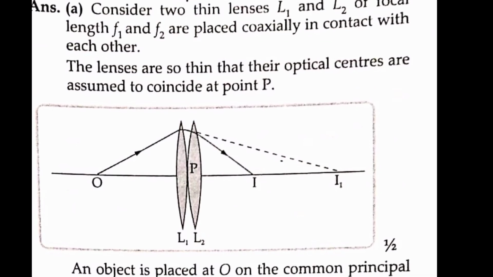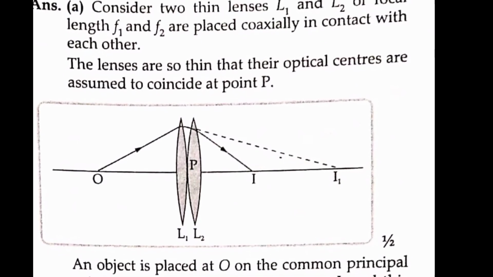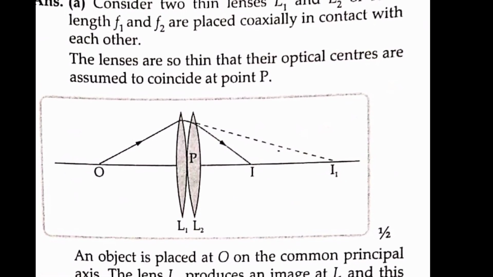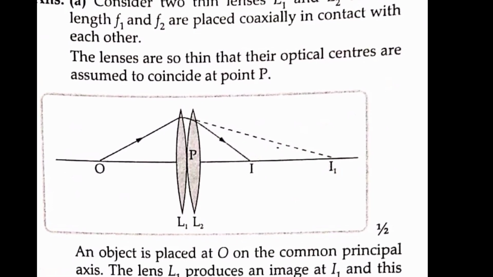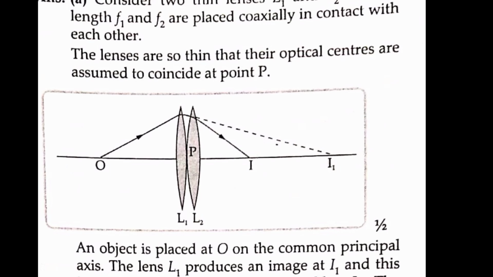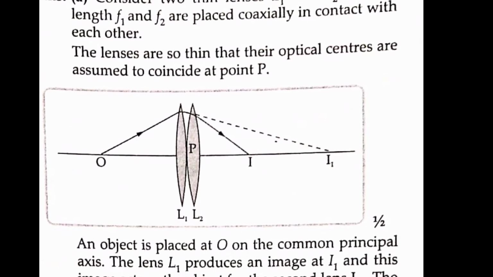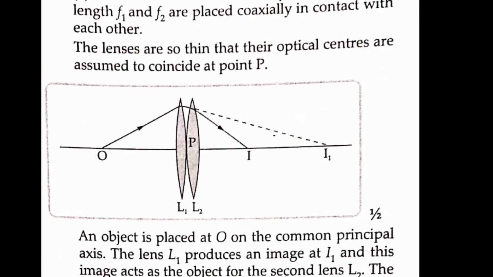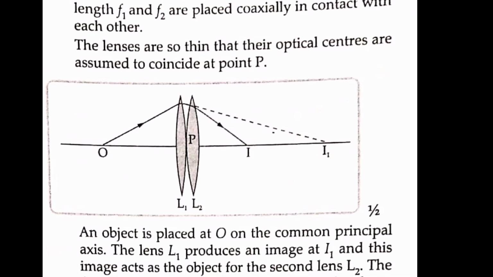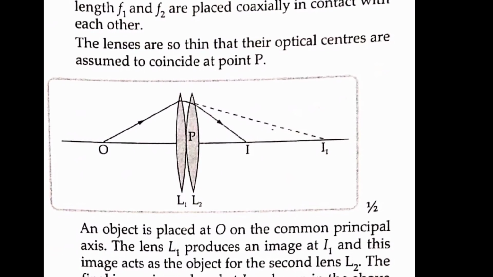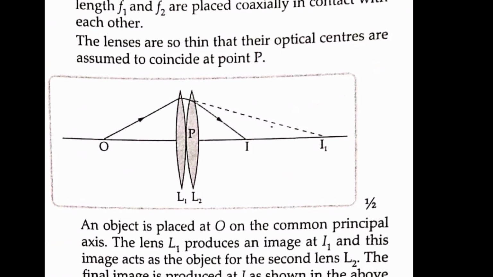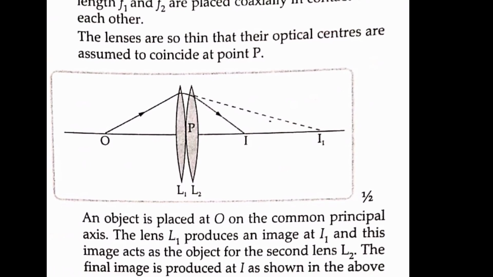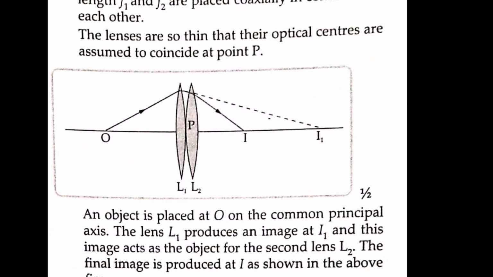In the first question, we have to find the focal length of the combination of these 2 lenses. For that, we have to consider 2 very thin convex lenses, which can be taken as L1 and L2, with focal lengths F1 and F2. Here we have 2 lenses, and the object we place at O, and they are placed coaxially in contact, so that the optical centers coincide. So we can see a point P at which the optical centers are coinciding here.